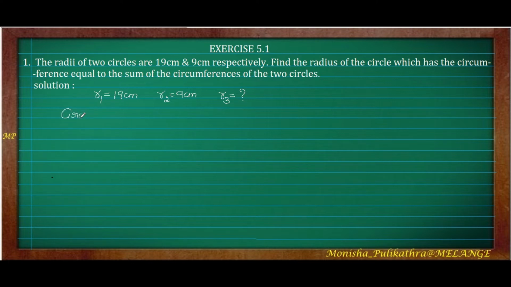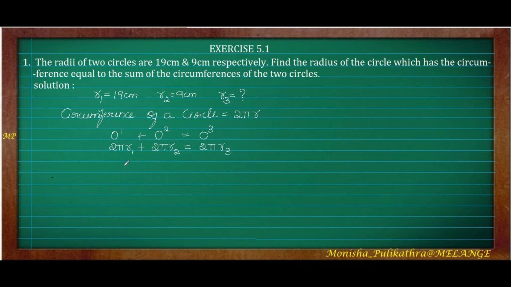We know the formula for the circumference of a circle. Circumference of a circle is given by 2 pi r. But here the sum of the circumferences of two circles is equal to the circumference of the third circle. So circle 1 plus circle 2 is equal to circle 3. So the circumference of circle 1, that is 2 pi r1, plus the circumference of the second circle, that is 2 pi r2, is equal to 2 pi r3.